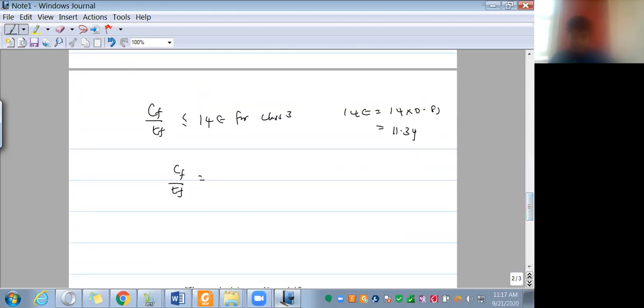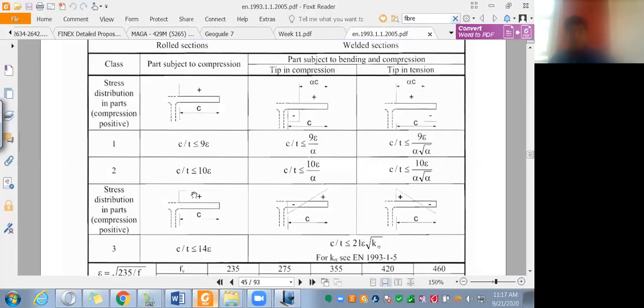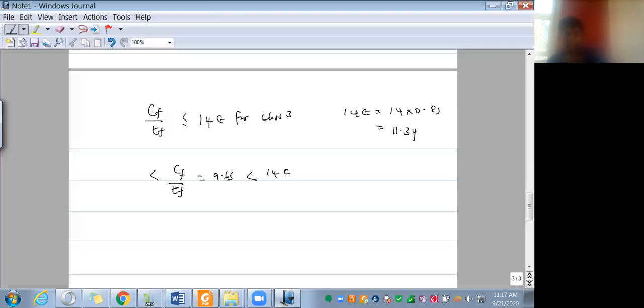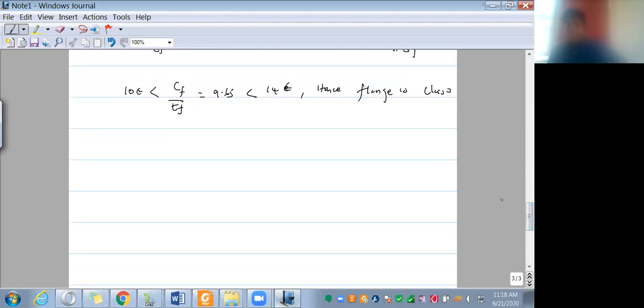9.65, which is less than 14 epsilon and greater than 9 epsilon, or 10 epsilon. Hence, the flange is class 3. Therefore, the overall class is 3.